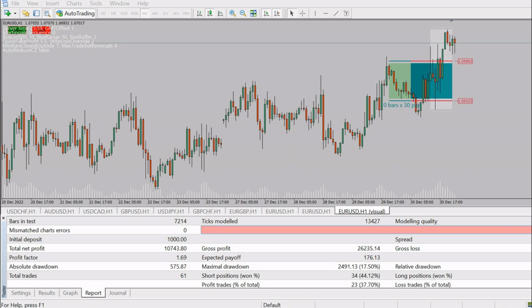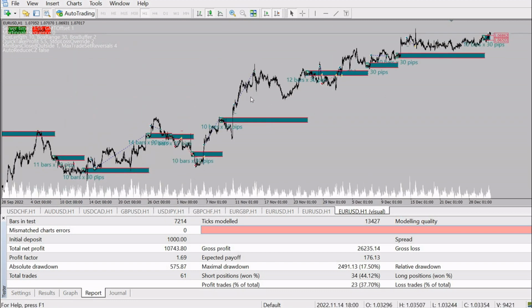So this is how the Stairsteps Expert Advisor works, trading consolidation zones. These are my test results. They look quite good, but again, let's not focus on profitability. Let's focus on functionality. And I do hope that you understood by now how the expert advisor works and how it calculates and finds the consolidation zones.